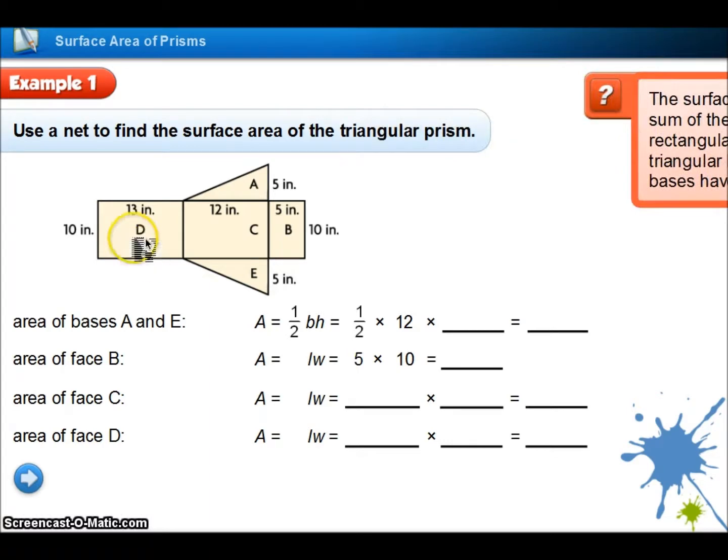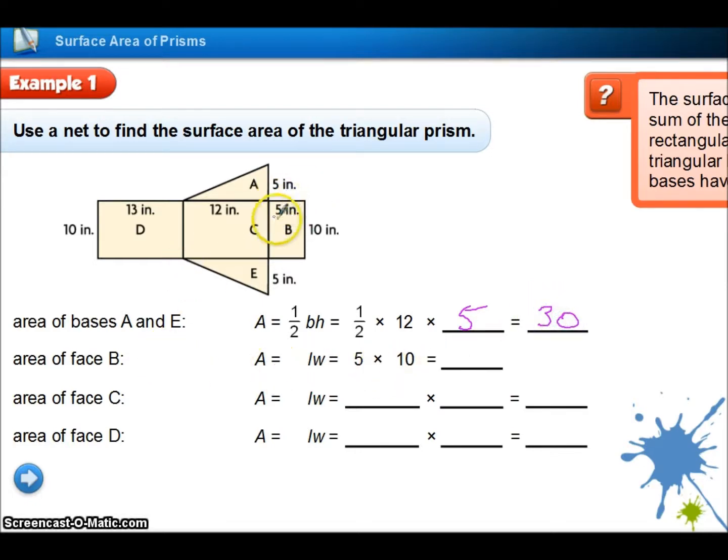Now we have 1, 2, 3, 4, 5 shapes, A, B, C, D, and E. So we're going to find the area of every shape, and then we're going to add them up. Bases A and E, since they are the same, we're just going to do them once. Remember the formula for a triangle is 1/2 base times height. So we have half times 12, which is the base, times 5, which is the height, and we're going to get 30.